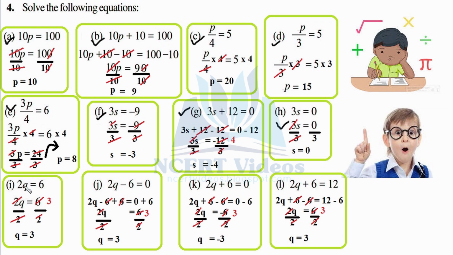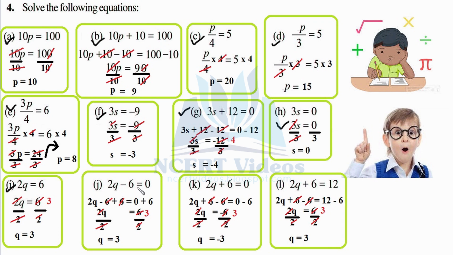2q equal to 6. 2 is getting multiplied. We'll have to introduce division by 2, that is dividing both sides with 2 in order to get rid of this 2. So we did so. Rest is same. 2q equal to 6. 2 cancel. q is separated. 1 2 is 2, 3 2s are 6. So q equal to 3 is your required solution for this equation.